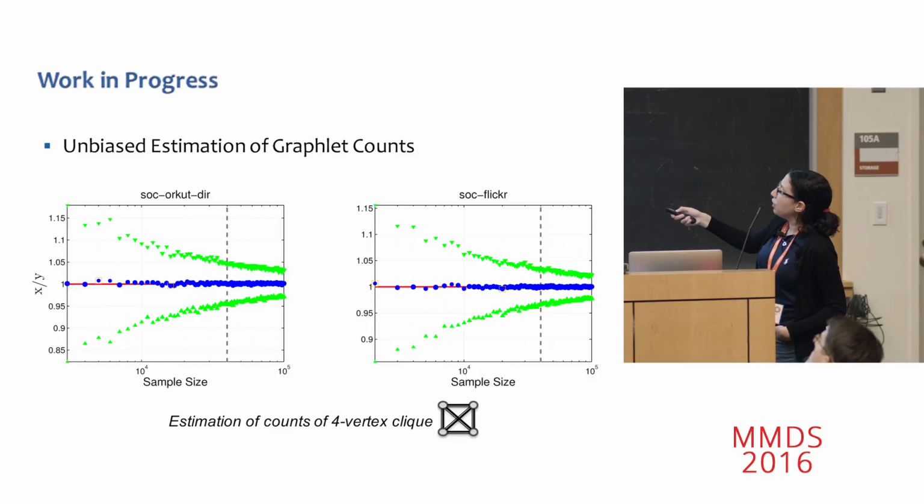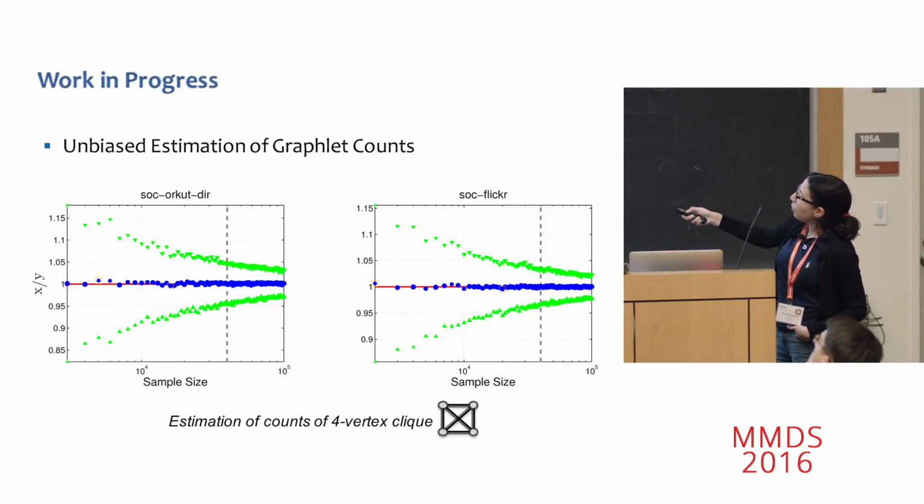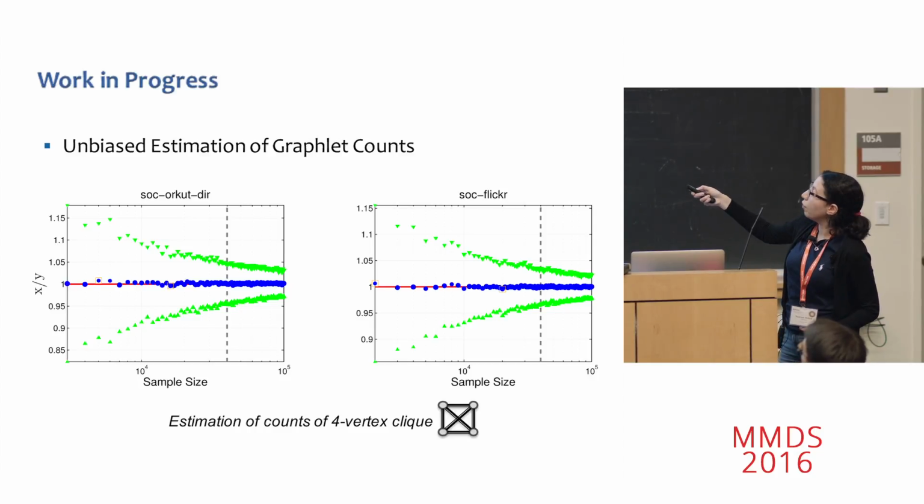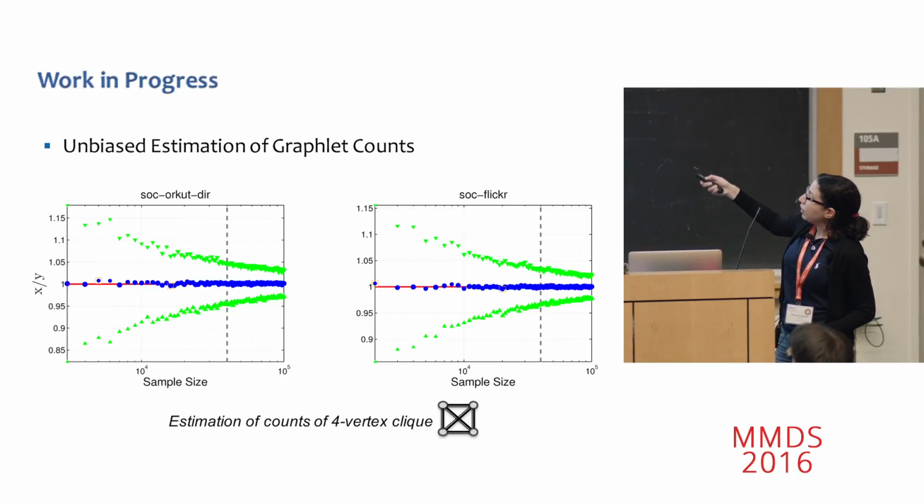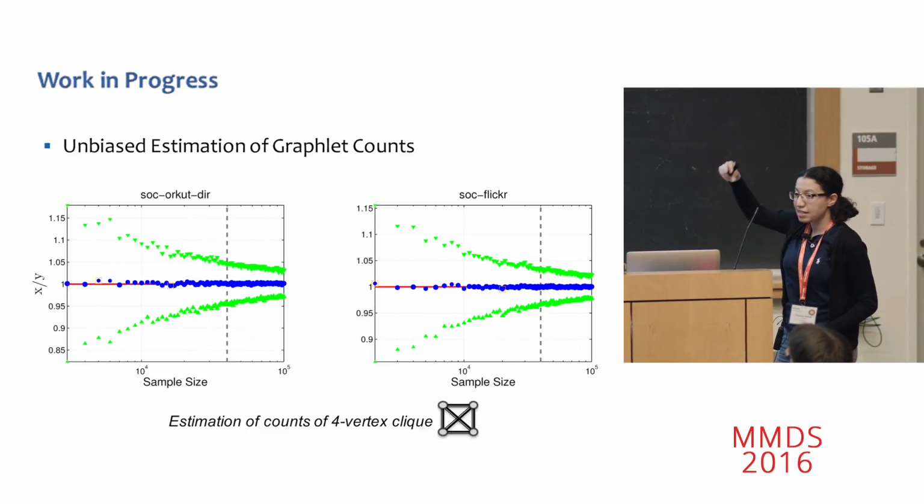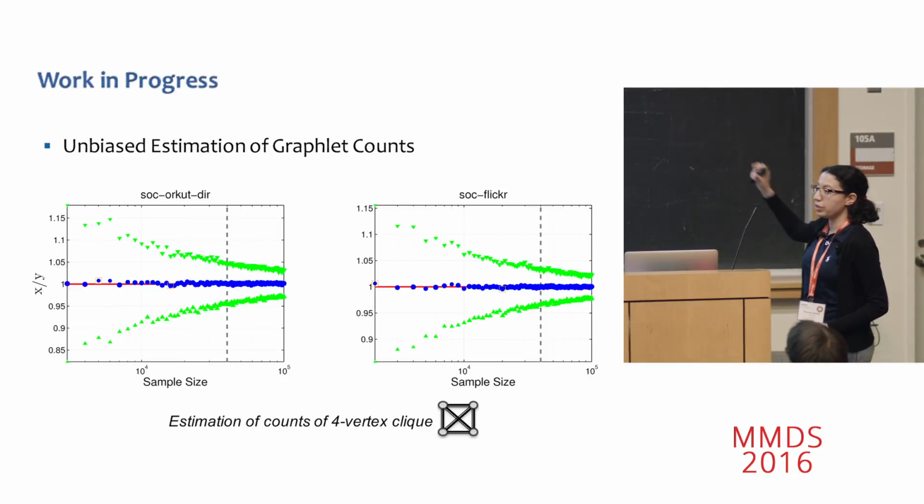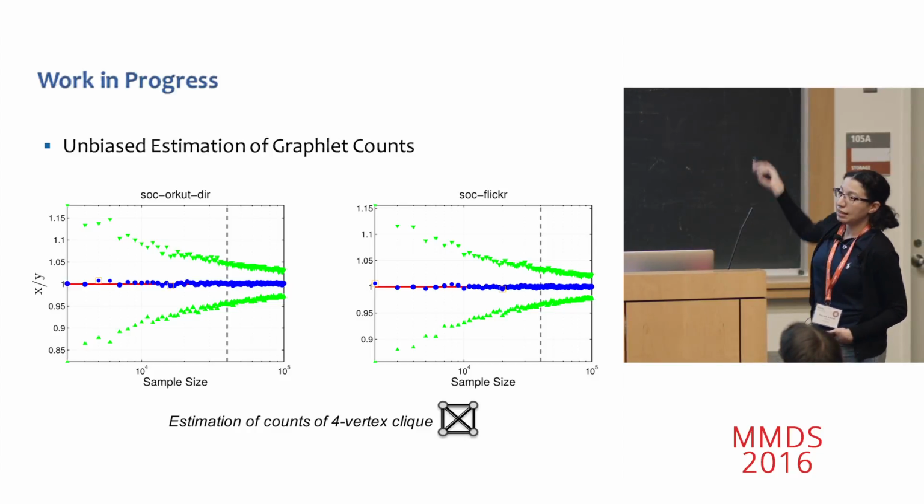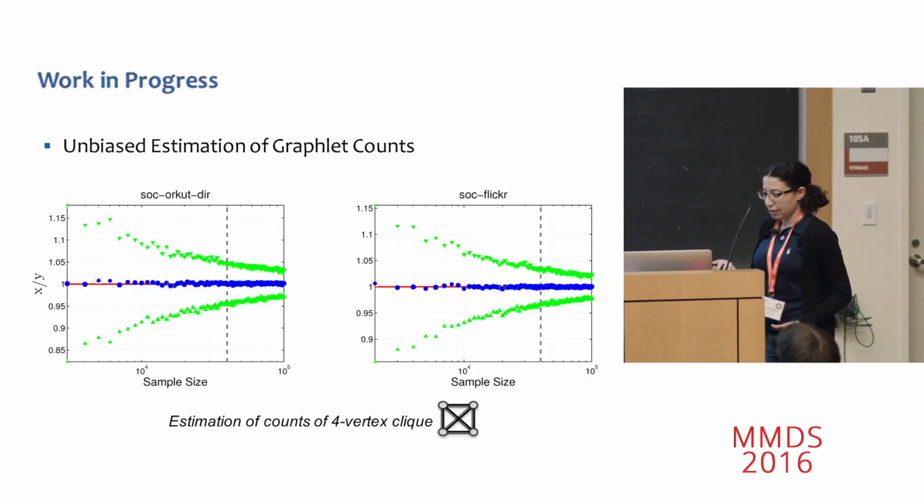As you can see, even when you reduce the sample size to something like 10,000 edges, you can still obtain a very good estimate of the 4-vertex clique counts. And the variance will definitely shrink as you increase the sample size. So it has nice convergence or consistency properties as an estimator as well. And that's an example on another data set, which is a social Flickr data set.